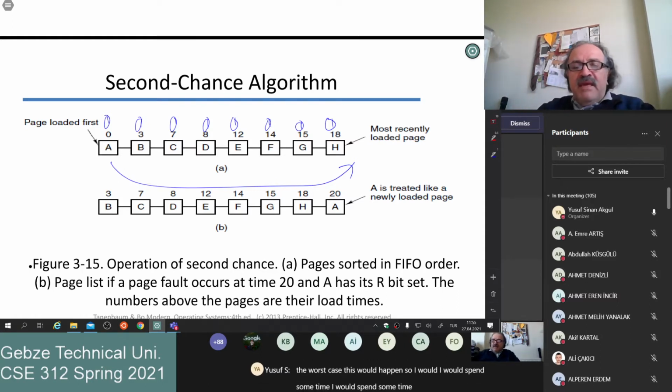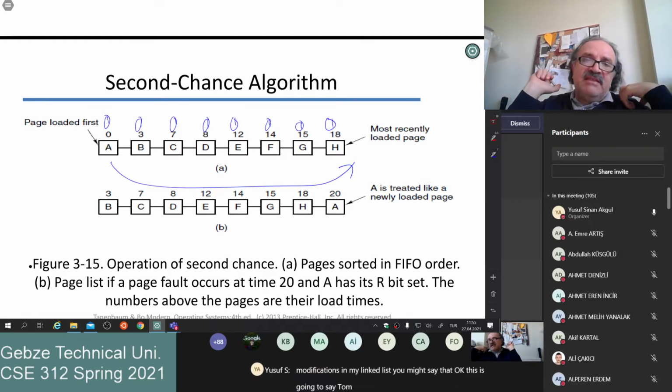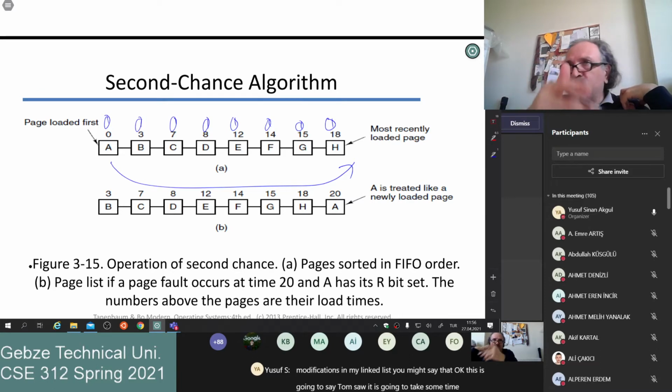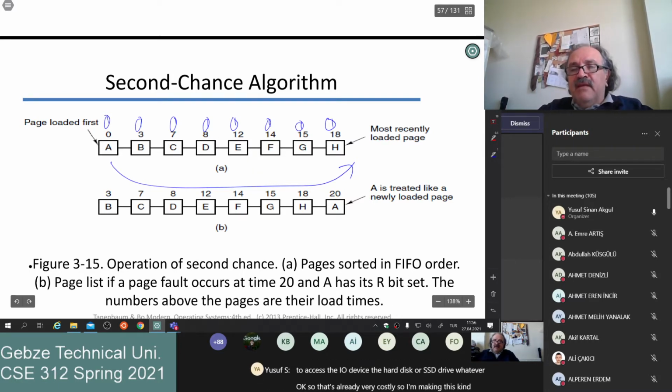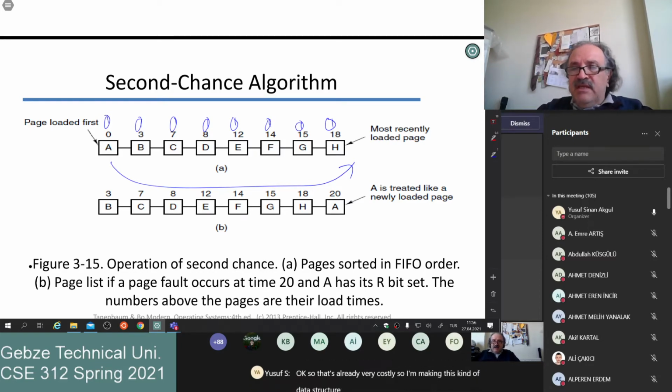I would spend some time making these modifications in my linked list. You might say that this is going to take time to make all these modifications to all the pages in your page table. That's true, but page replacement is a costly process. Why? Because with page replacement, you need to access the I/O device, the hard disk or the SSD, whatever. That's already very costly, so making this kind of data structure modification is not a very big problem.